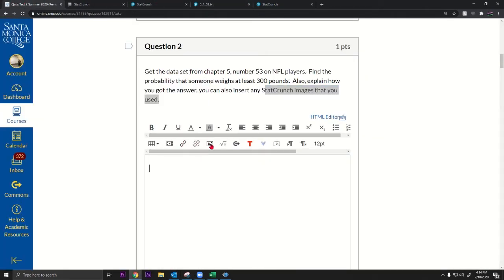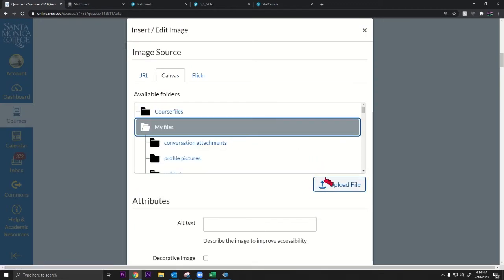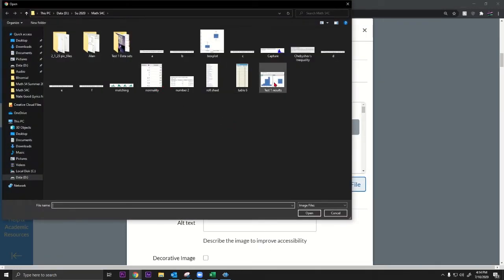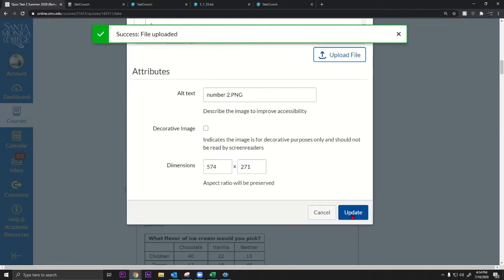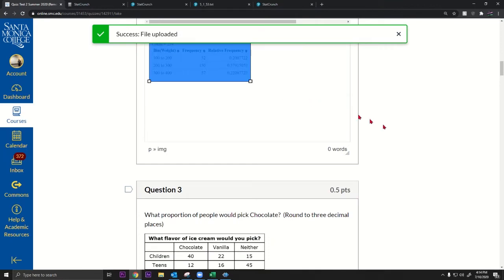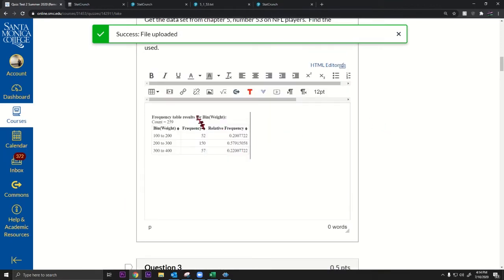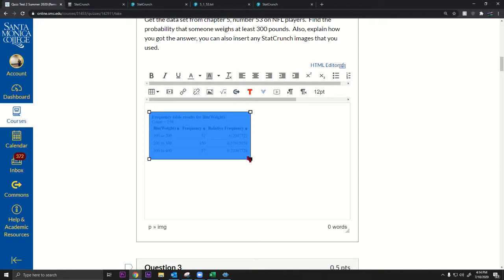When I go here to embed an image, I go to Canvas, My Files, and I upload a file. And what was it? Number 2 right here. Maybe I'll just show you how to do this, so you would know how to do a test. Sometimes you need to input something like that. So make sure you don't just input that. If you just input that, then I don't even know what your answer is. Explain how you got the answer.